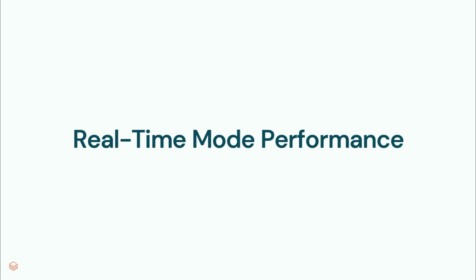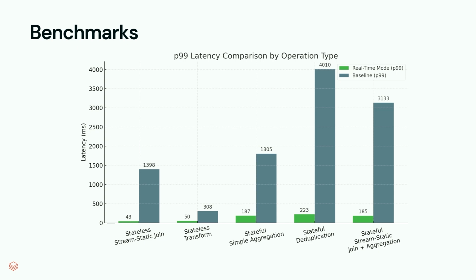So let's talk about performance, right? We're talking about real-time mode delivering ultra-low latency. How do we actually compare with the existing execution modes? So here is a graph. We've run several benchmarks of common patterns or queries that we have seen. To be honest, these are actually old numbers. The newer numbers are actually better.